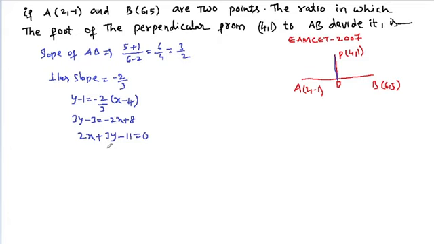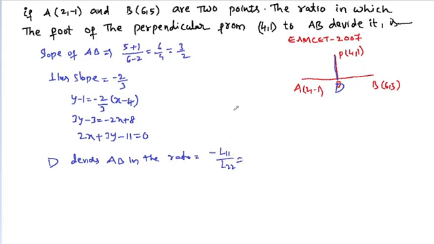So this line divides AB in the ratio, the point D. This is the point D. The point D divides AB in the ratio. The ratio is equal to minus L11 by L22.